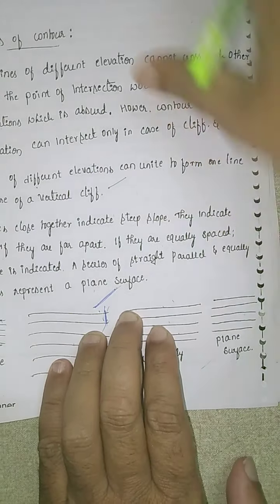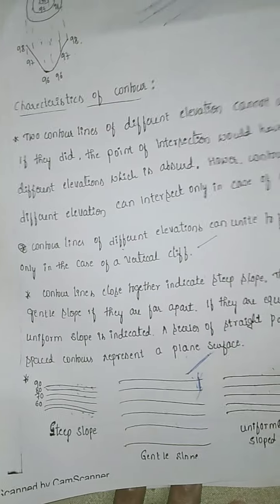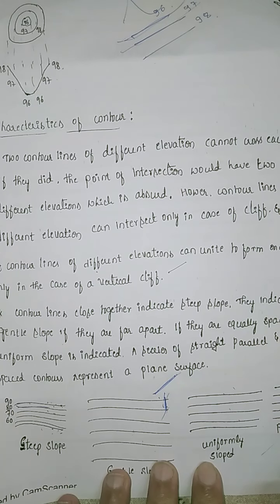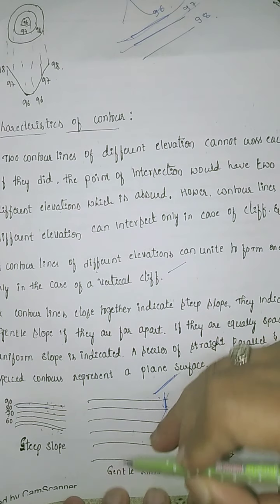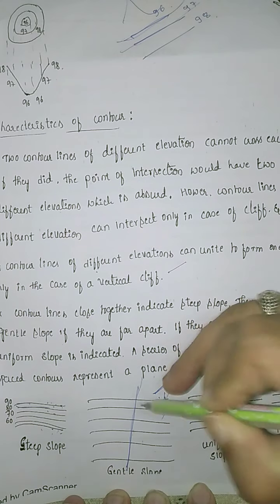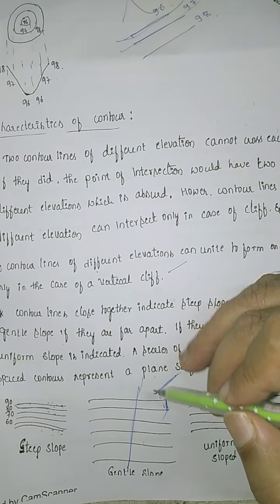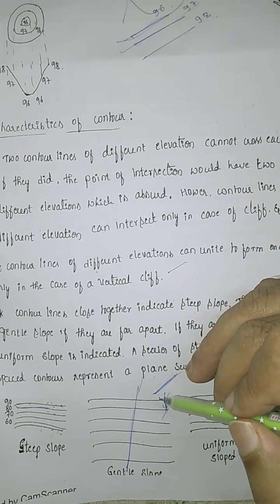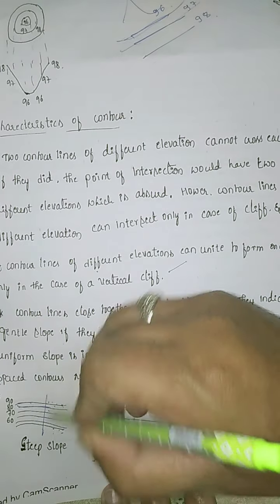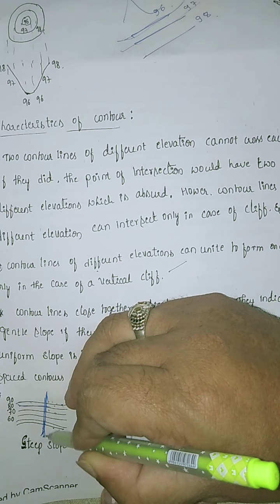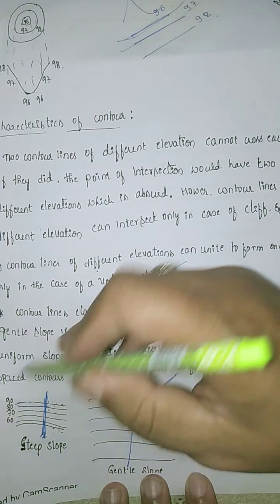Now there is one more important aspect. If a line crosses the contour lines perpendicularly like this, then it represents the steepest slope. If the perpendicular line crosses through them, it represents a steeper slope.